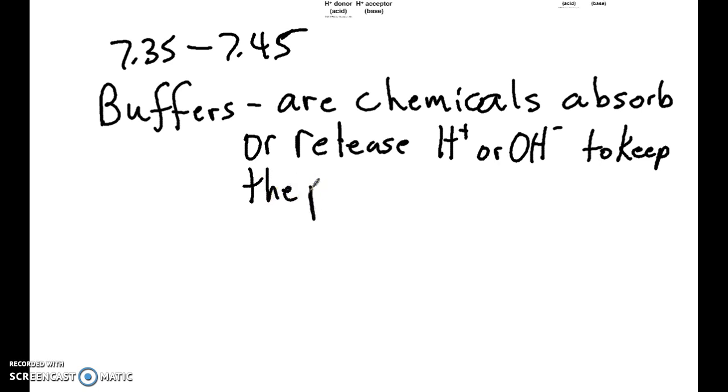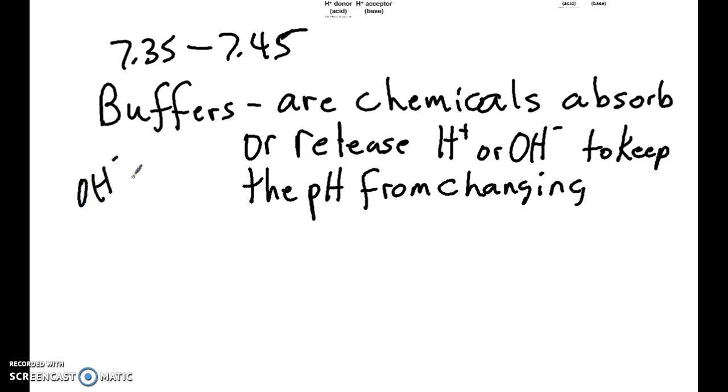the pH from changing. Okay, so if your blood gets too acidic, for example, then it could give off hydroxides, and that would help bring up the pH to a more basic one. If it gets too basic, then it could release hydrogens, which would cancel it out and keep it about the same.